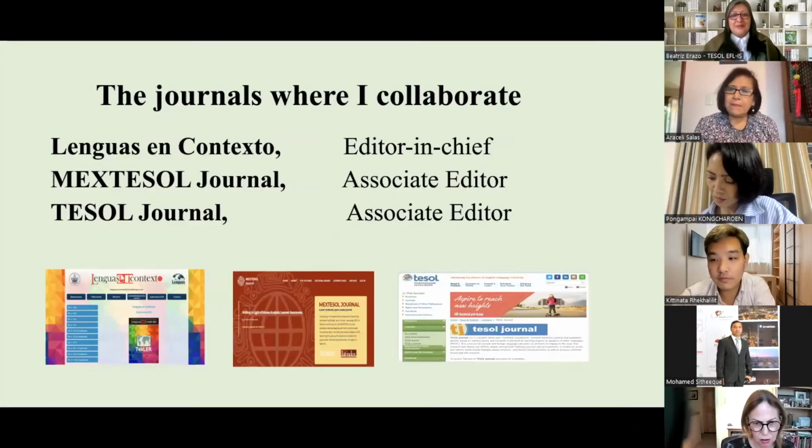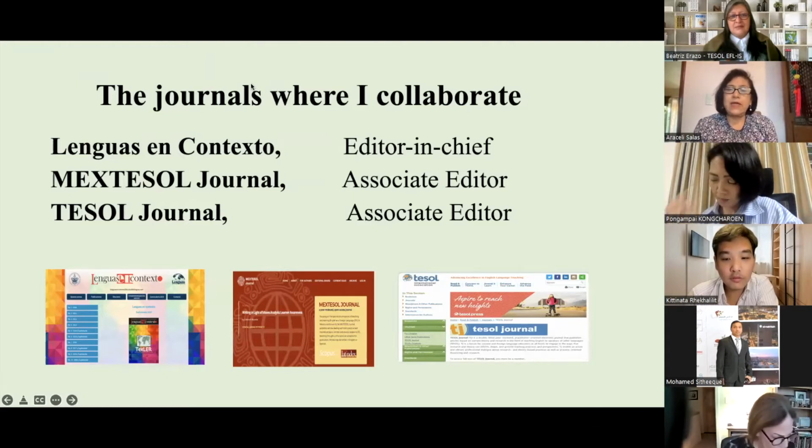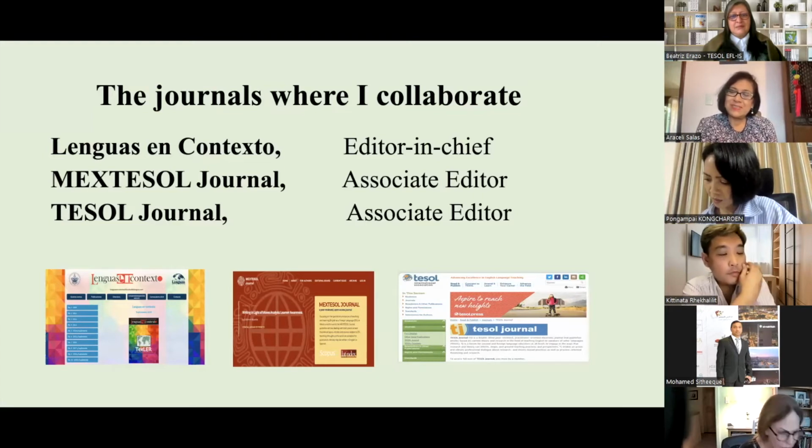I work in a public university here in Mexico. It's a big university, and at the same time, I have been working with several journals. These are the journals where I collaborate. Lenguas en Contexto is the journal in my university. It is a humble journal, but it is indexed in Latindex. I am the editor-in-chief there. And of course, we are going to have a call for publication soon.